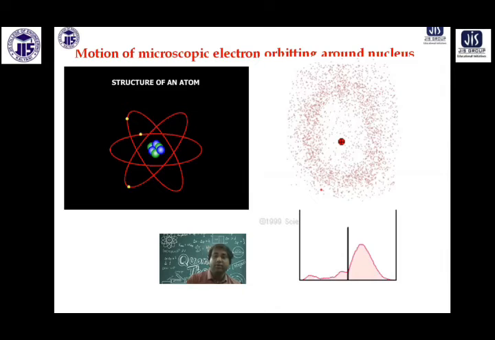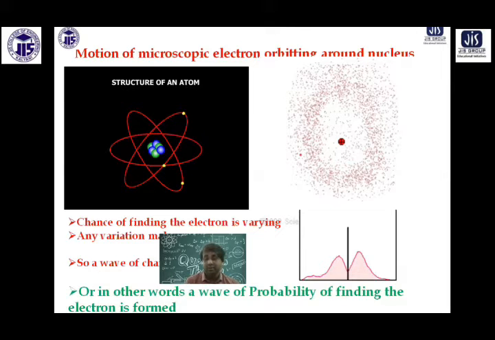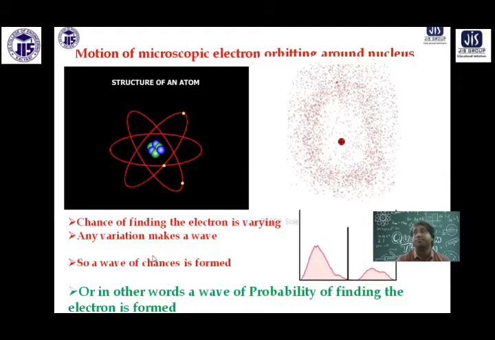Therefore, if you want to show the chance of finding the electron, it is varying. So any variation, any fluctuation makes a wave. So it's a wave of chances. Chance, in better language, is called probability. So it's a wave of probability. So the wave we talk about in a quantum mechanics course is not the usual wave. It's a probability wave. It's a wave of probabilities.